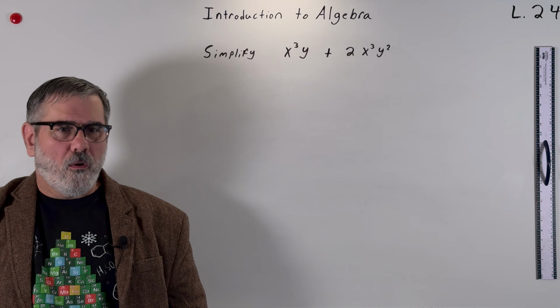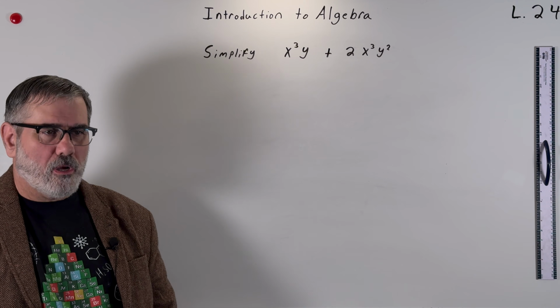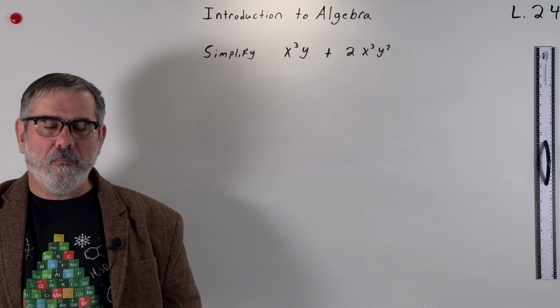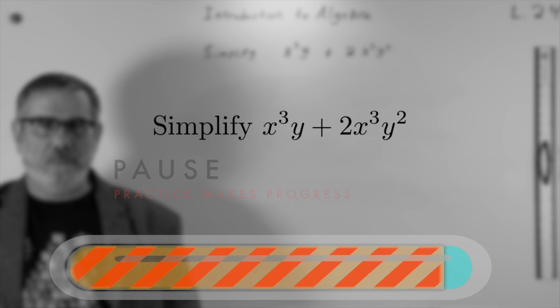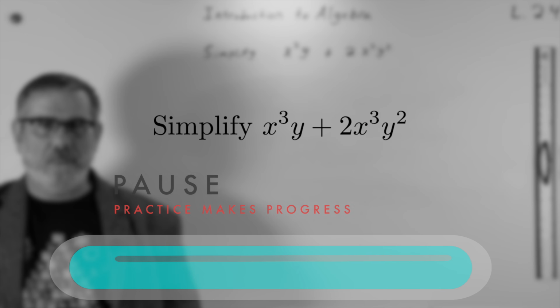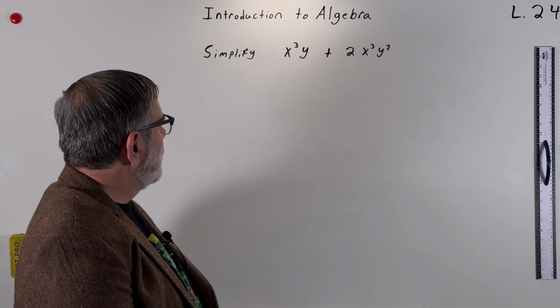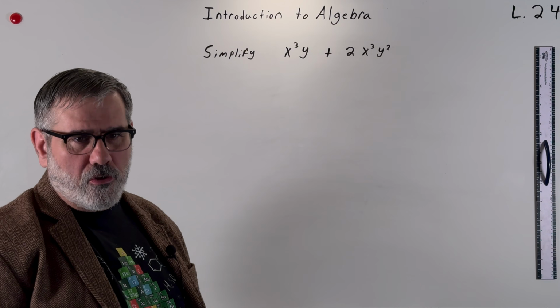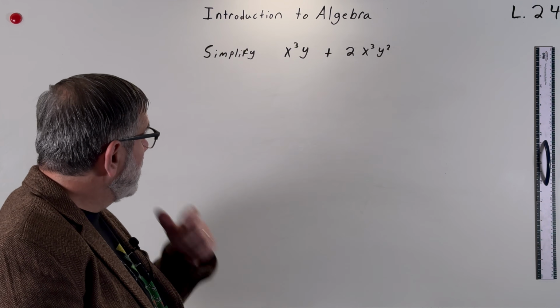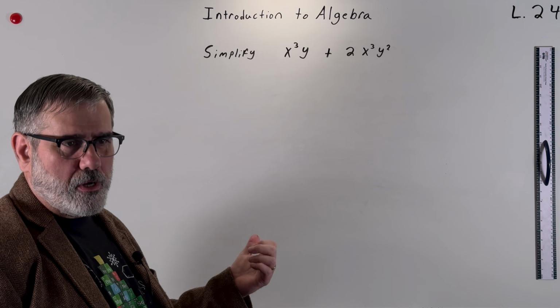Okay, go ahead and simplify the expression x cubed times y plus 2x cubed times y squared. Come back, pause the video, come back when you have your answer. Well, there's no exponent manipulation to do, so you can see clearly that we do not have like terms, do we? So is there anything at all that we can do to this expression?